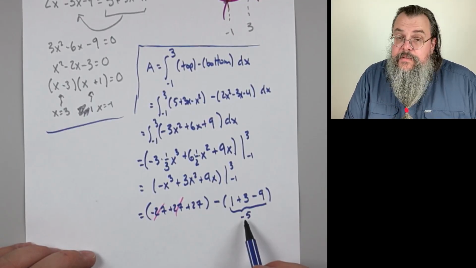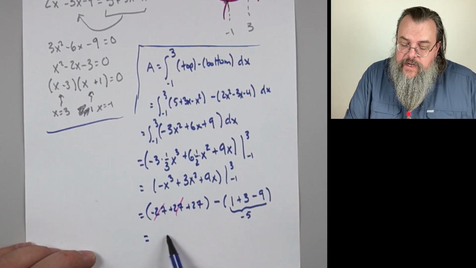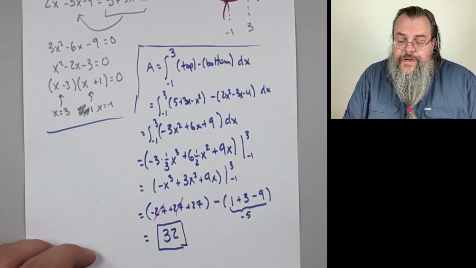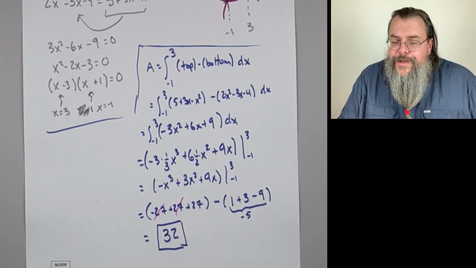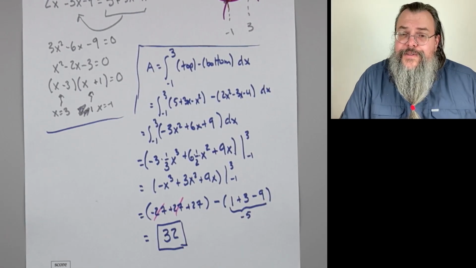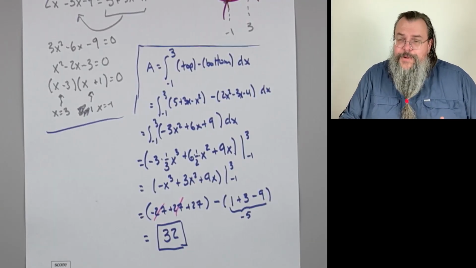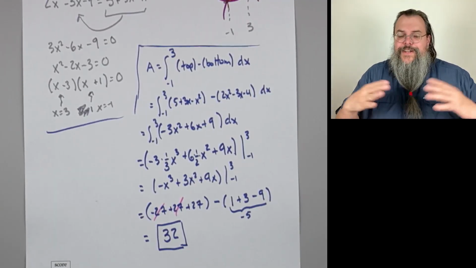27 minus negative 5. It's like 27 plus 5, which would give us 32. Aha, 32 what? Well, we don't know. We never assigned units to anything. But 32. 32. That's our answer. Life is good.